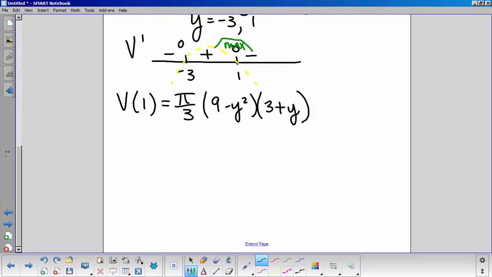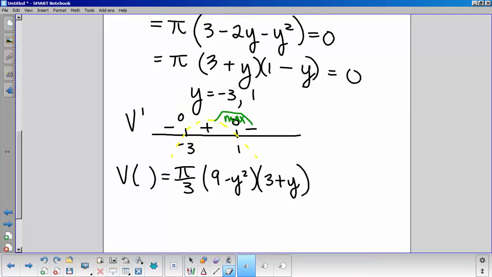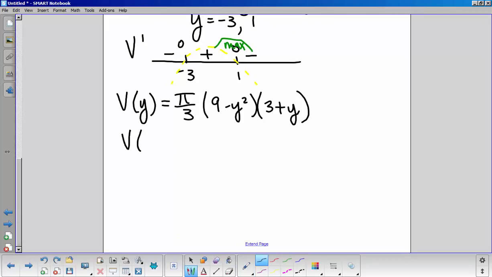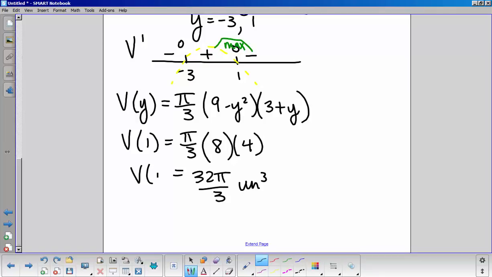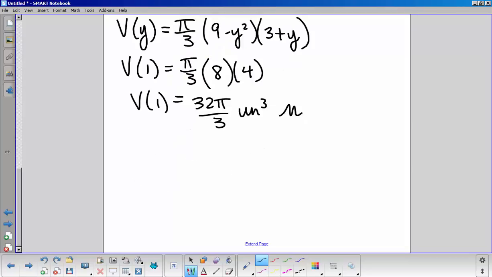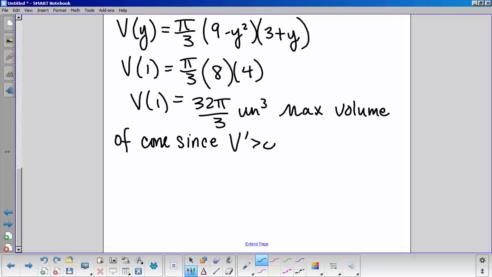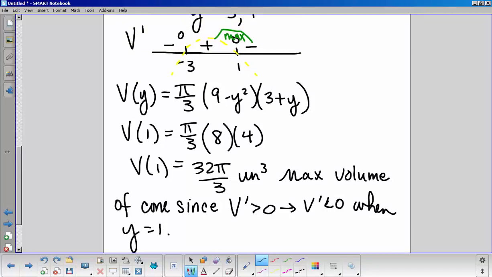And what happens when I plug in 1? We get pi over 3 times 8, times 4, which is 32 pi over 3 units cubed is the volume. Now, that's not enough. How do I know it's a max? Max volume of cone, since v prime went from greater than 0 to v prime less than 0 when y equals 1. Okay? So that is the volume of a cone inside a sphere problem.